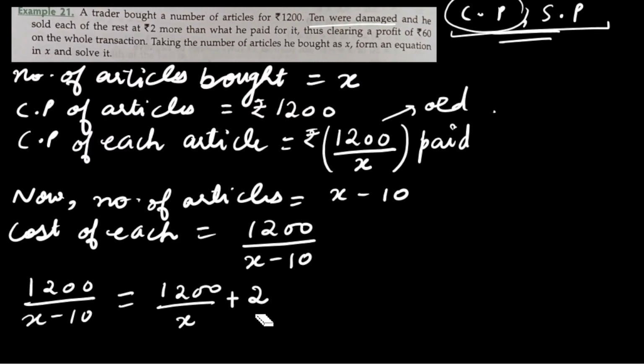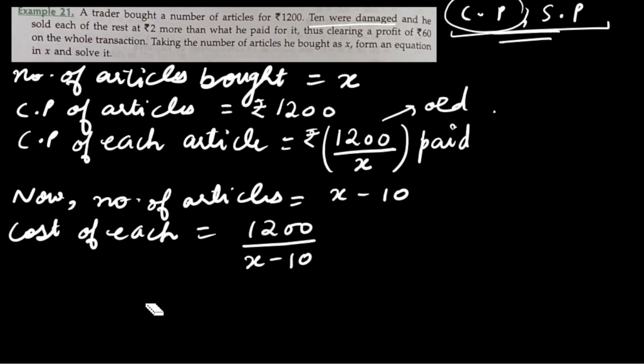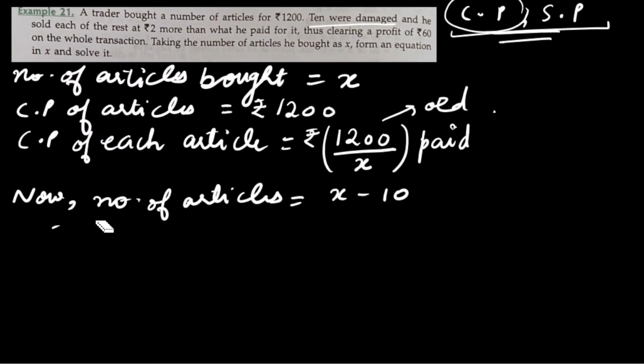So now this is the number of articles. So here the total cost concept we will use. So we will find the selling price. Now what is the selling price? The selling price is actually 1200 by X plus 2. This is the selling price, 1200 by X plus 2.